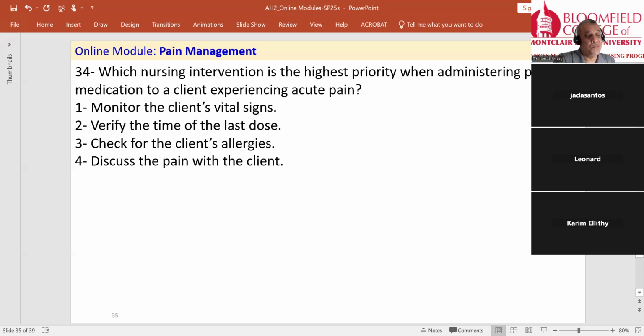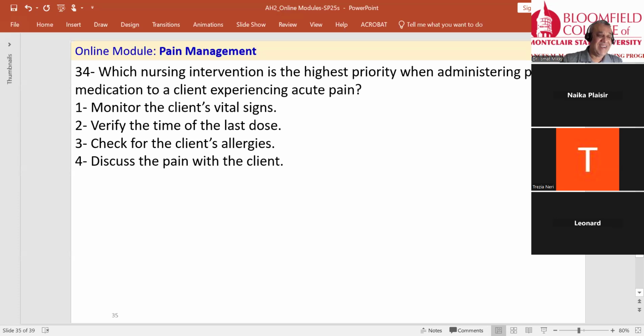34. I'll read: which nursing intervention is the highest priority when administering pain medication to a client experiencing acute pain? Check for the client's allergies. Before that, it's correct, yes. Before giving any medication, we should assess for any allergies, but this is not the priority intervention. Verify the time of the last dose? I think it's vital signs. Discuss the pain.